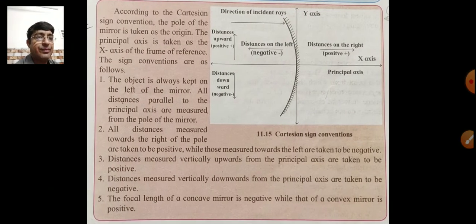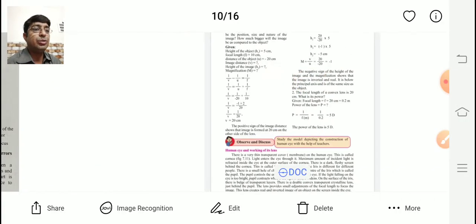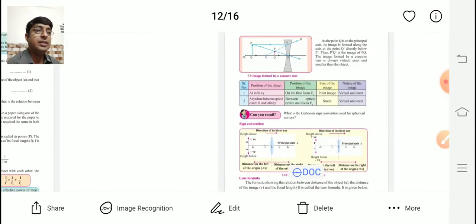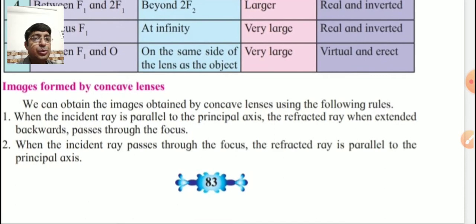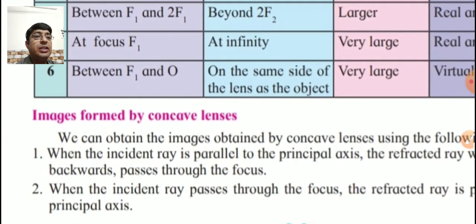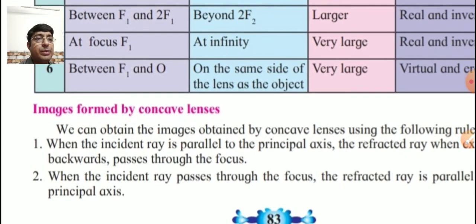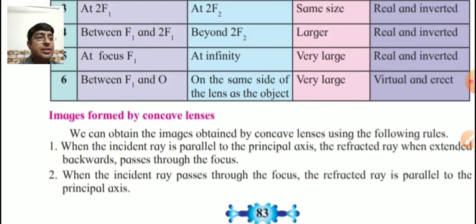Next one, page number 83. Come back to our textbook, page number 83. Here 2 points are given again. Now images formed by concave lens. We can obtain the images obtained by concave lenses using the following rules.